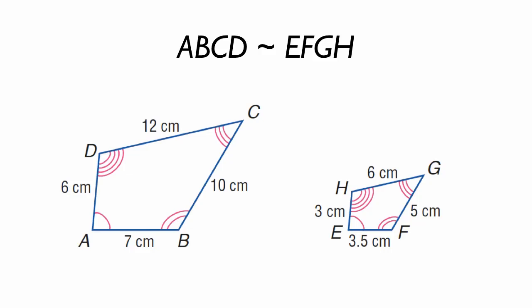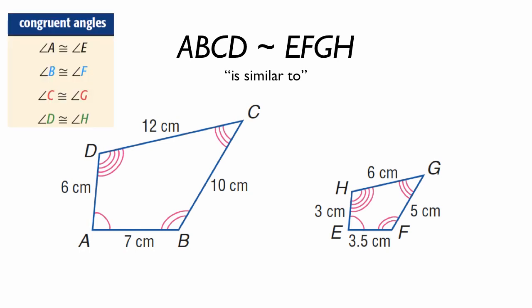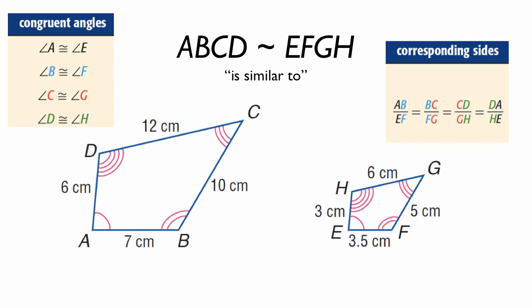If we say quadrilateral ABCD is similar to EFGH, then all the angles must be congruent. A congruent to E, B congruent to F, C congruent to G, D congruent to H, and all the sides are proportional. In other words, AB divided by EF must equal BC divided by FG, and that must equal CD divided by GH, and that must equal DA divided by HE.